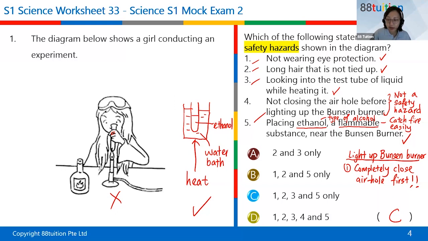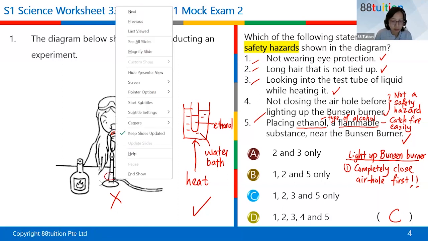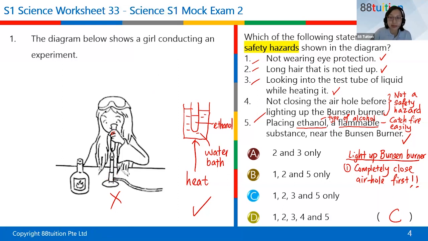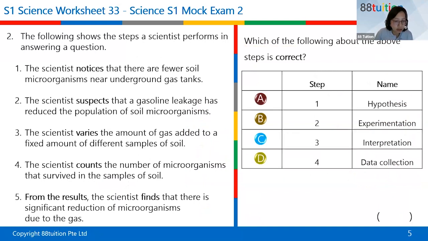Any questions so far? So when you sit for the practical exam, please remember to completely close the air hole here, this part. Completely close the air hole here before you light the Bunsen burner. Let's move on. Question 2.